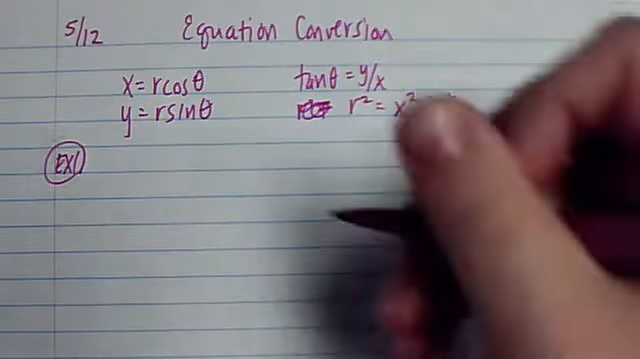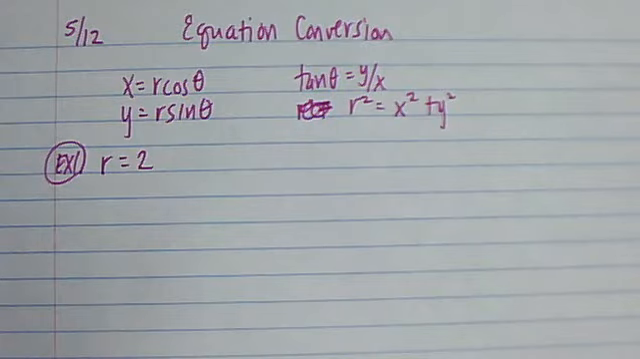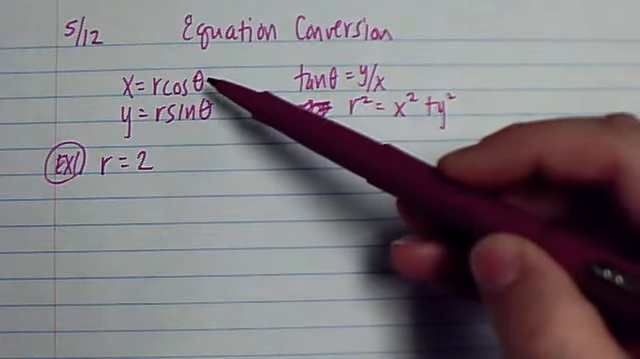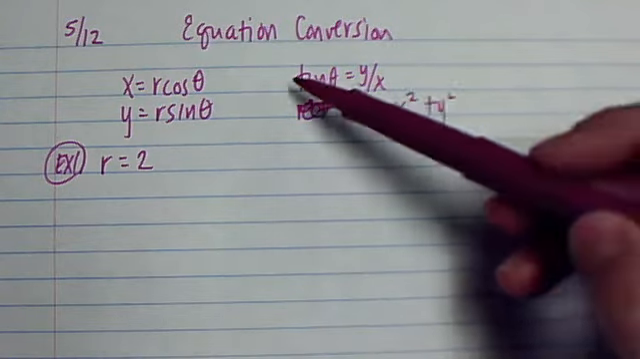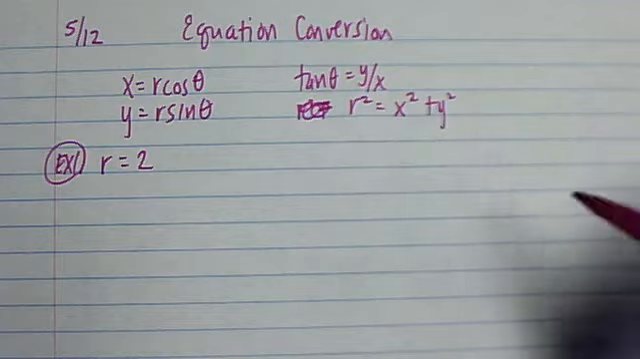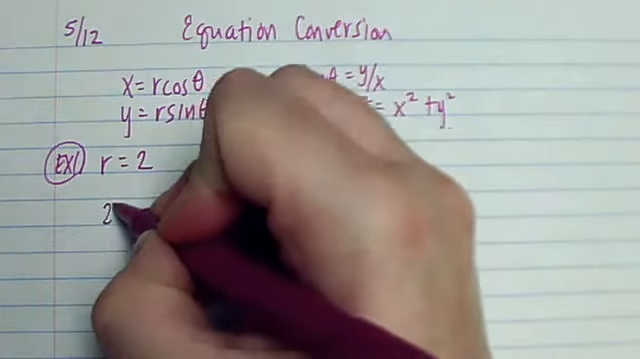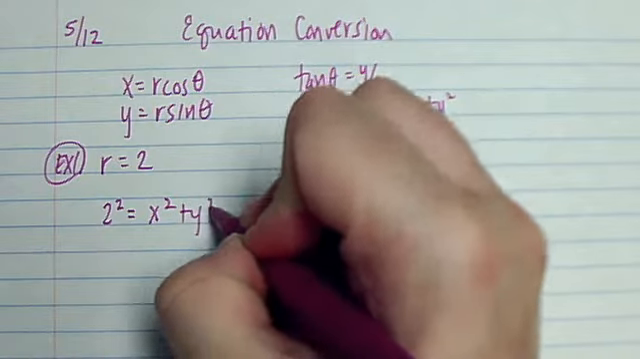So on the first one, I'm given just r equals 2. Okay. Well, if I look at this equation, I don't have a theta, so I'm not going to use this one. Same with this one. This doesn't even have an r in it, so I can't use that one. So my best bet would be to use this last one. So if I took that, plugged in 2 for r, I get 2 squared equals x squared plus y squared.